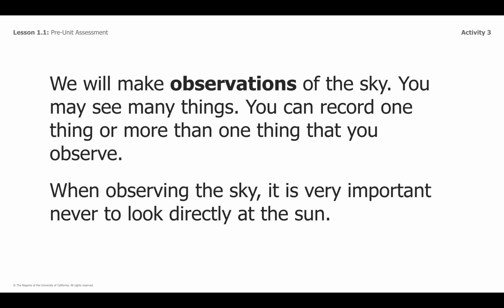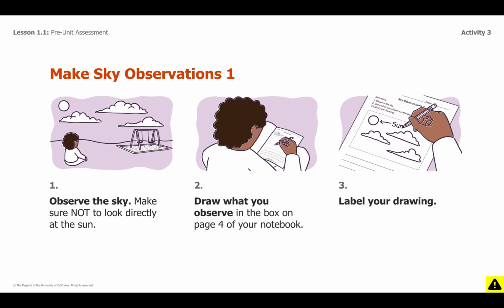We're going to make observations of the sky. You're going to see many things, and you record one thing or more than one thing that you observe. And when observing the sky, it's important never to look directly at the sun. Okay, so step one, observe the sky. Step two, you're going to just draw what you observe in the box or on a blank sheet of paper. And then you're going to label your drawing. That means if you drew a picture of the sun, you're going to write the word sun. And whatever it is you see in the sky, try to label it. Maybe put two or three labels in your picture or more.